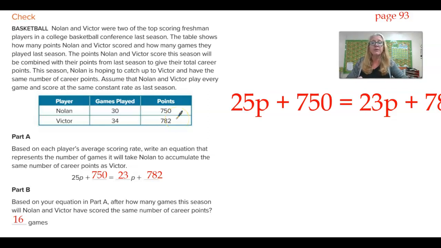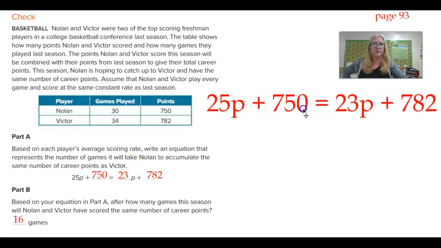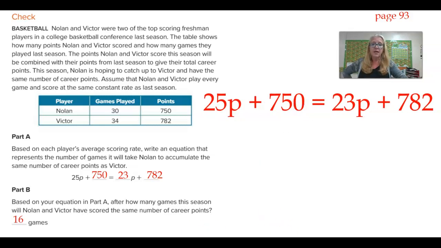All right, so what we really need to know is how many points they're scoring per game, their average points per game. If we do 750 divided by 30, we find that Nolan scores 25 points per game on average. We do 782 divided by 34, we find that Victor scores 23 points per game, okay? So if we were going to solve this, then it's not even all on the screen, is it? Let me move it over. Okay, there we go. If we were going to solve this, we want to know at what point will they have the same number of points, okay?